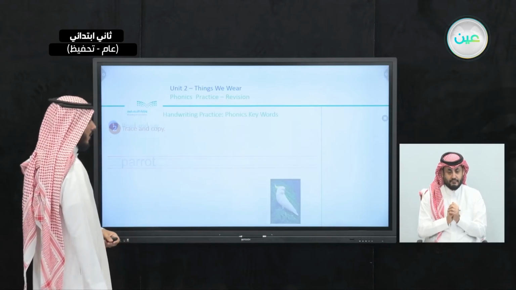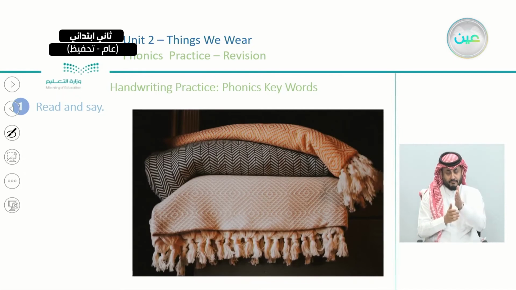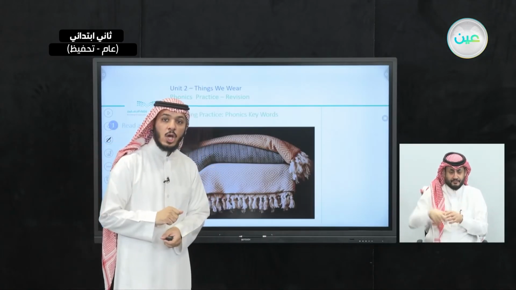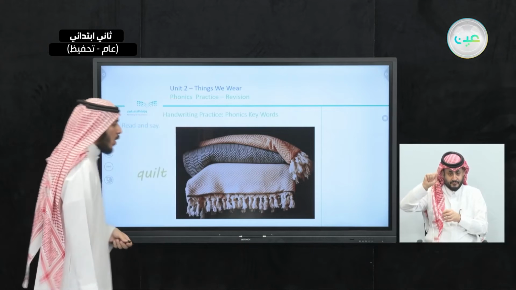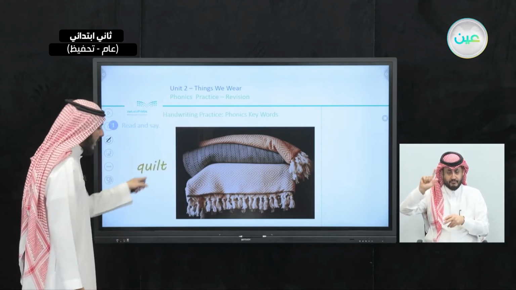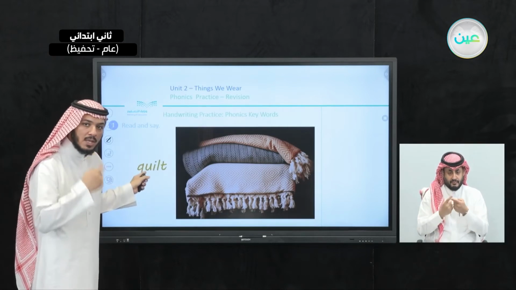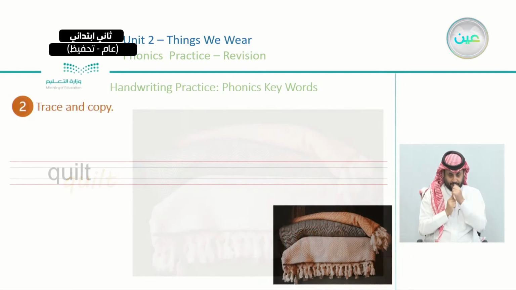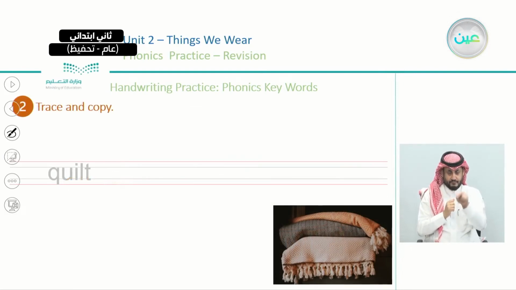Excellent. Now after P we have the letter Q. Can you tell me what is this when you use it to cover your body? Yes, this is a quilt. Excellent. So we have a quilt. We have the letter Q here, and we pronounce it as in quilt. Excellent. Now let's trace.